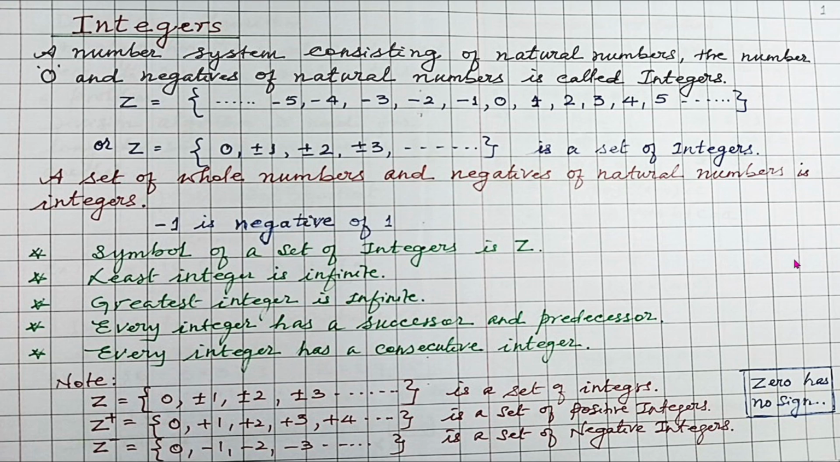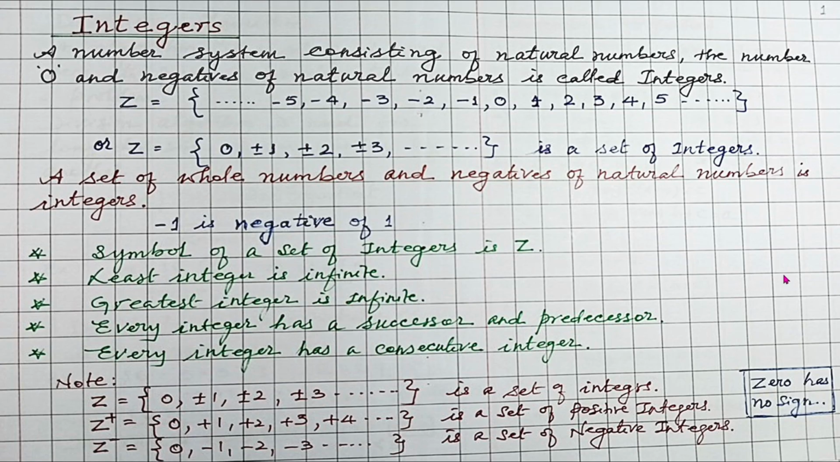As I have shown here, Z is equal to, inside the braces, 0, 1, 2, 3, 4, 5, minus 1, minus 2, minus 3, minus 4, minus 5, is a set of integers, endless at both the ends. Now Z also can be represented as Z = {0, ±1, ±2, ±3, and so on}. It is a set of integers. A set of whole numbers and negative natural numbers is known as integers.